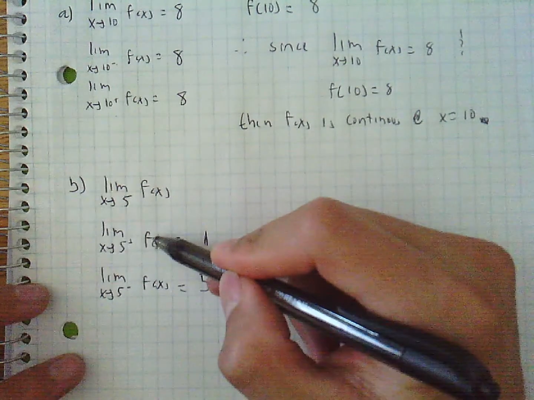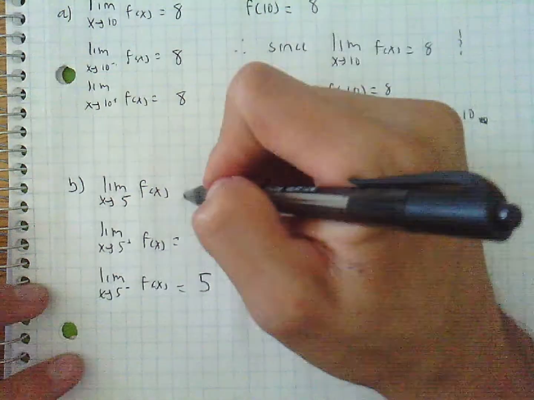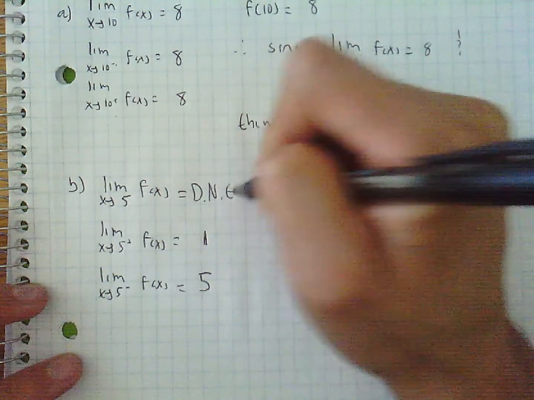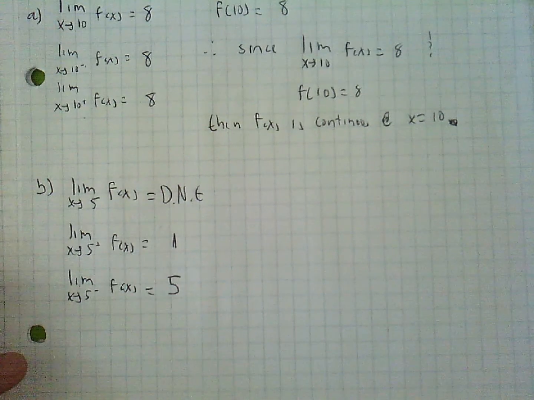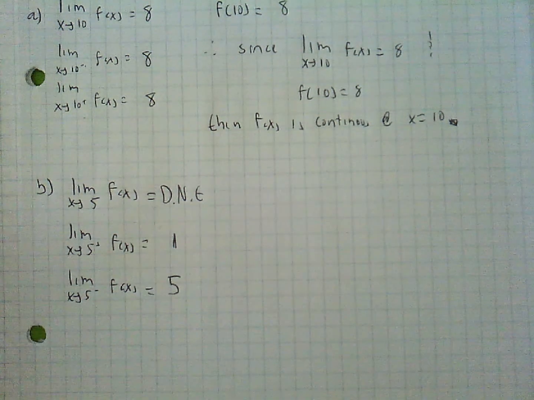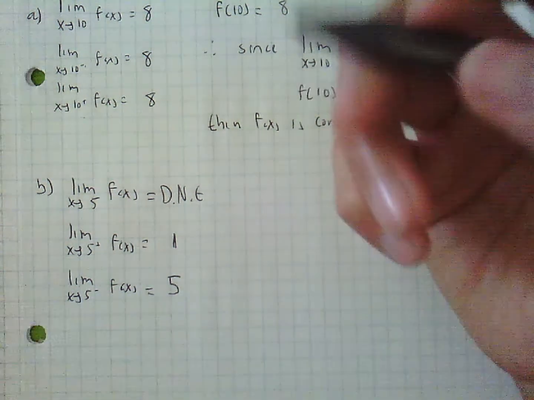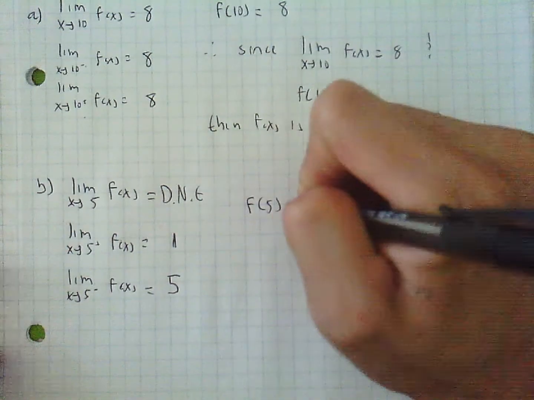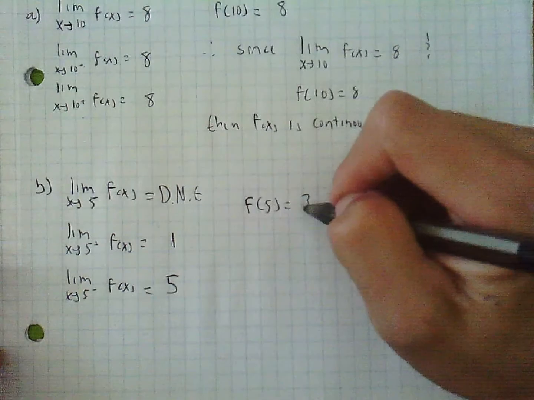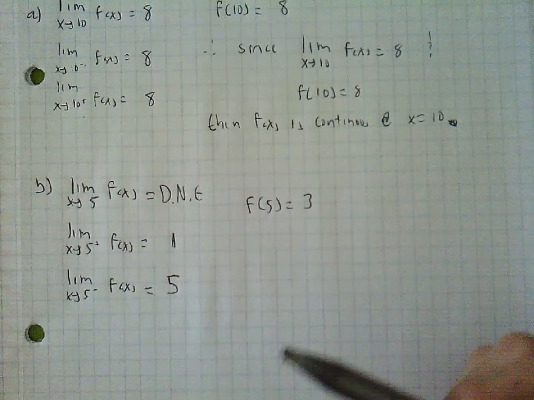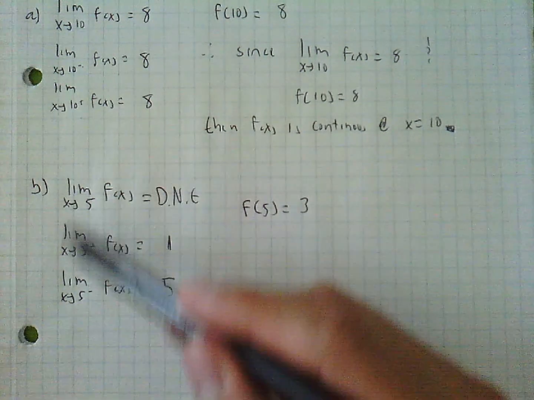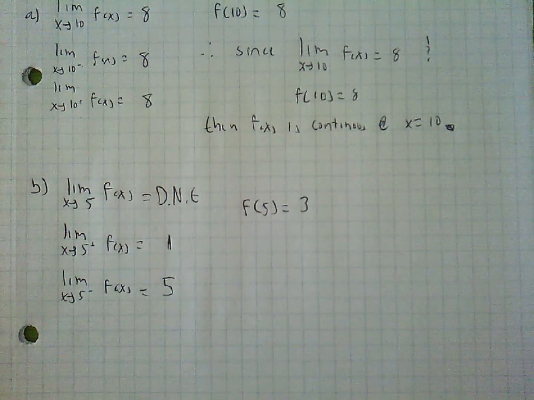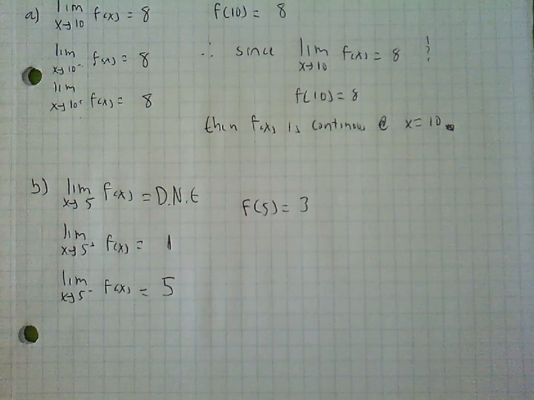Therefore, because the right side and the left side limits are different, we would say that the limit does not exist. And furthermore, we can conclude that this part of the function is not continuous. Now I could also ask you, what is f of 5 at this point? Well, f of 5 in this case is equal to 3. We already knew from the limit that it wasn't going to be continuous, but now none of this is matching up, so we can definitely say that this function is not continuous at the point x equals 5.